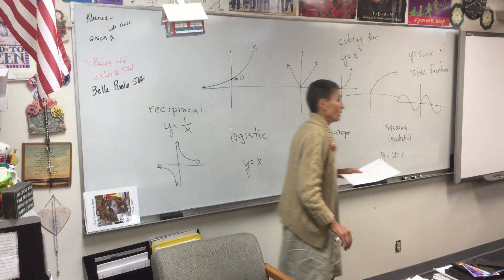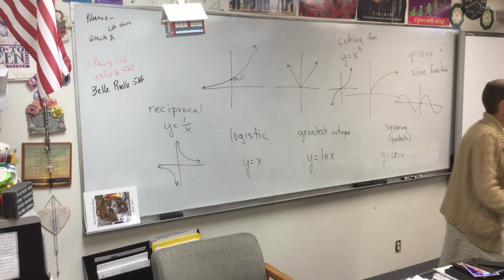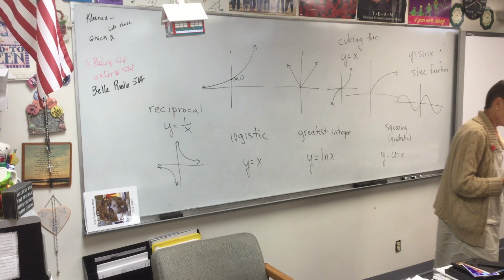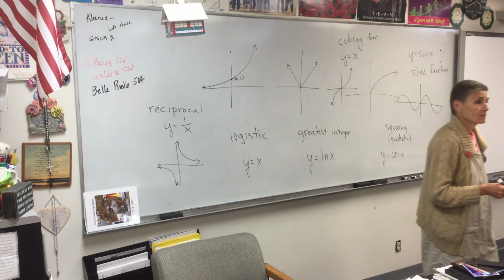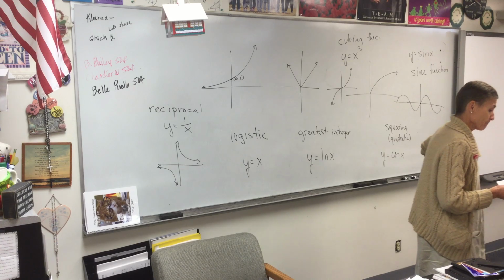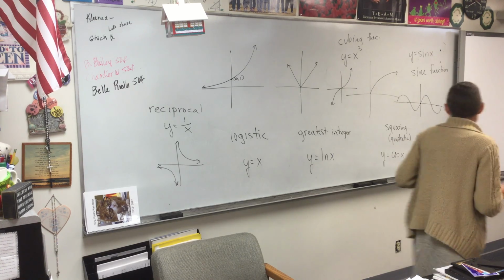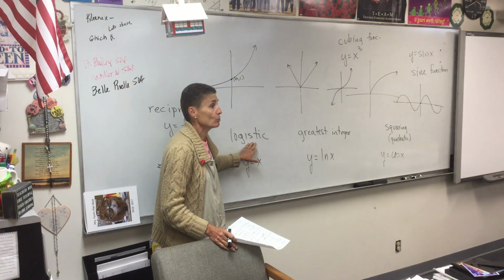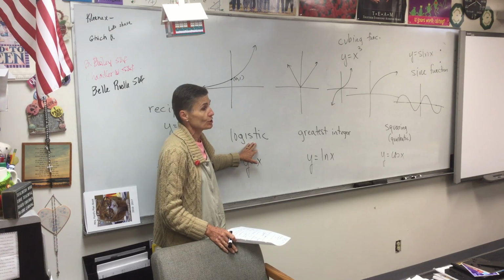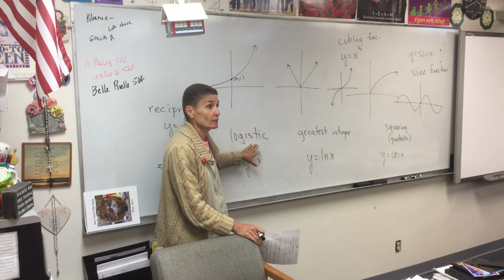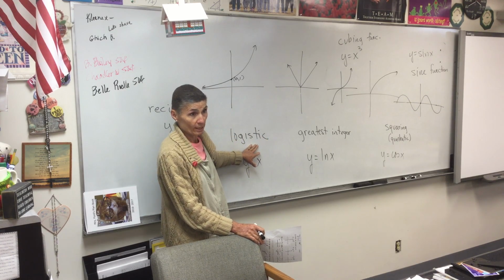All right, write the name. What's the name of 2A? Greatest integer. You need both words. How about B? Cubing. That's your cubing function. And what about C? Logistic. We write the word logistic right here. Do not write LOG. Why do I not want you to write LOG? Because we have a logarithmic function. So we're going to write the word logistic if we want to get full credit.